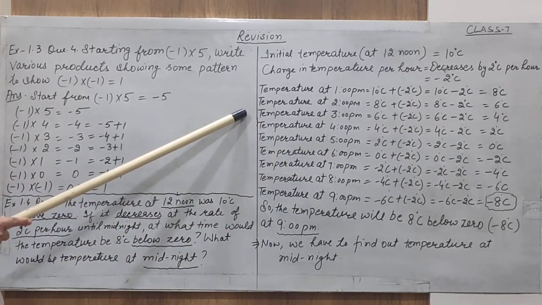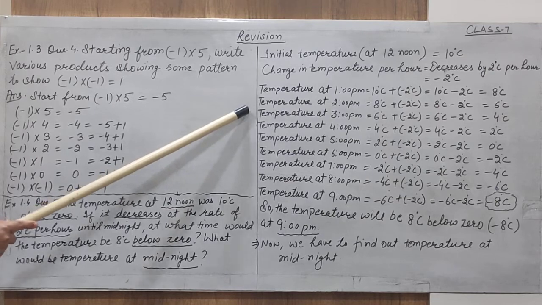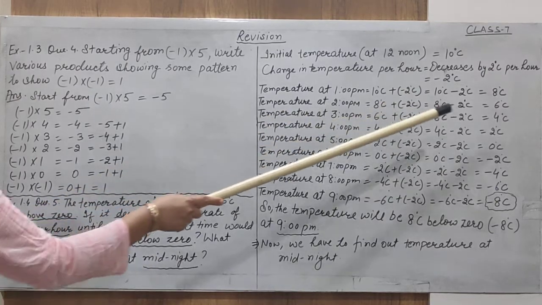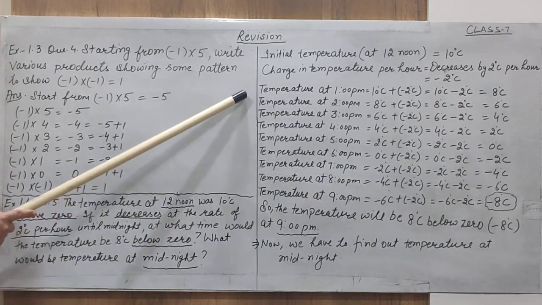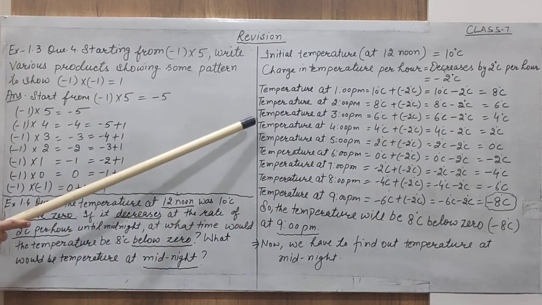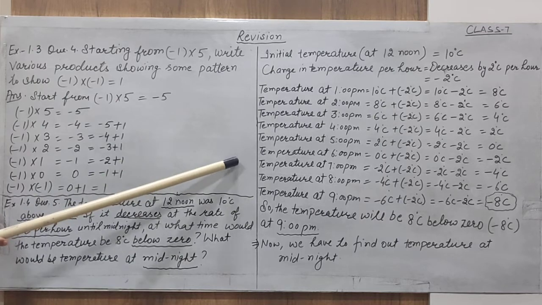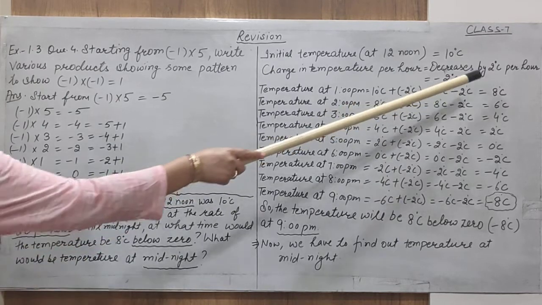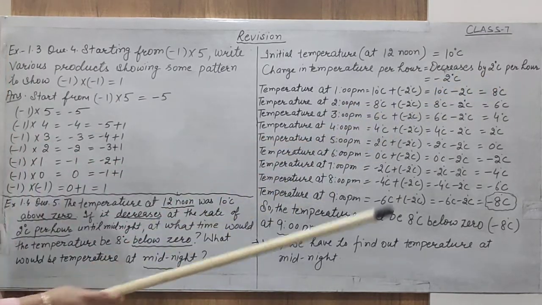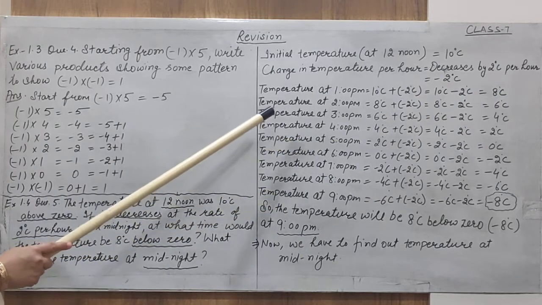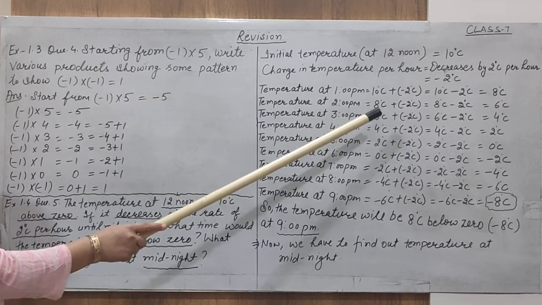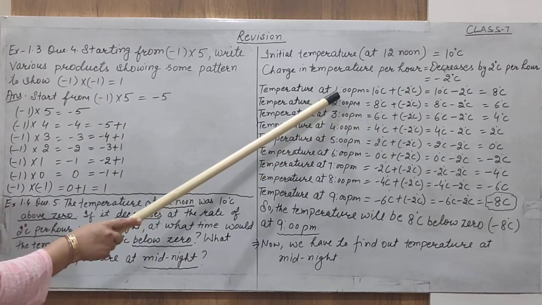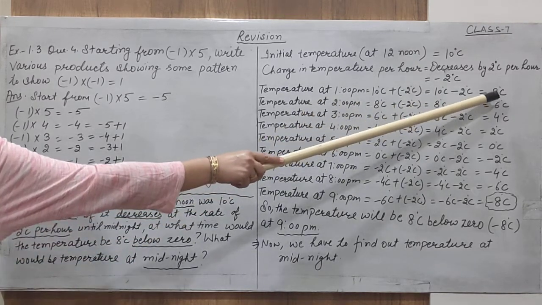Similarly, for the temperature at 2 pm, we now have to calculate from the temperature at 1 pm, because we have to find out the temperature after every hour, because the temperature decreases at the rate of 2 degrees Celsius per hour. Alright, so when we are going to find out the temperature at 2 pm, we have to start from the temperature at 1 pm because that is calculated.